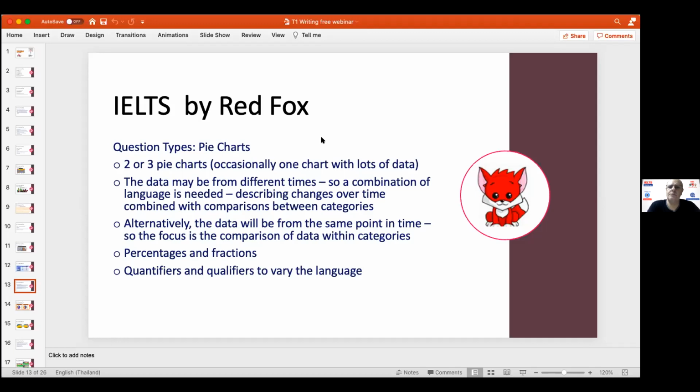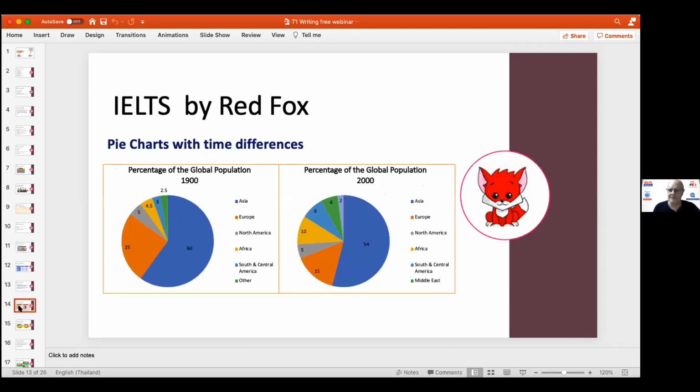Alternatively, the data will be from the same point in time. So the focus here would be on the comparison of this data within the different categories. We need an understanding of percentages and fractions, because the pie charts will always be measured in percentage, so we don't want to keep repeating percent and percentage all of the time. And one way we can do this is by using fractions instead, and also using quantifiers and qualifiers to vary the language. Now, I'll just explain that by reference to a chart.